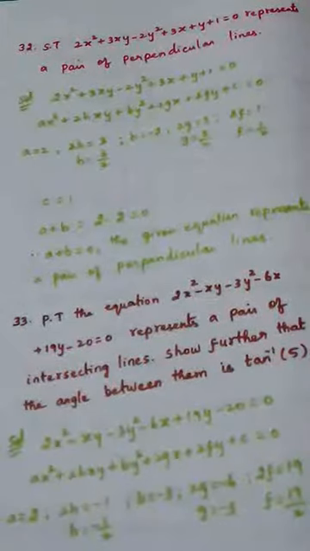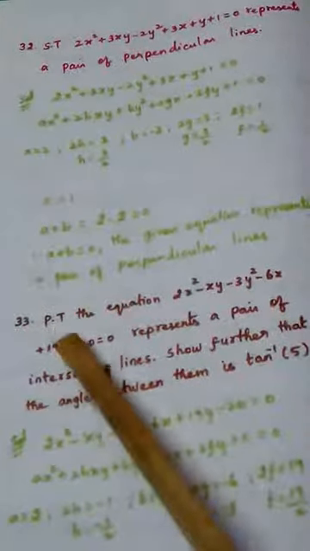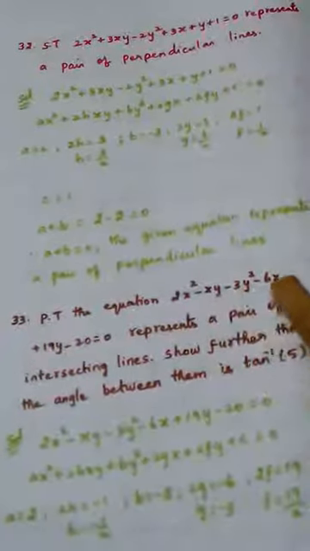Problem number 33. Prove that the equation 2x square minus xy minus 3y square minus 6x plus 19y minus 20 equal to 0, clearly a second degree equation, represents a pair of intersecting lines. Show further that the angle between them is tan inverse phi.